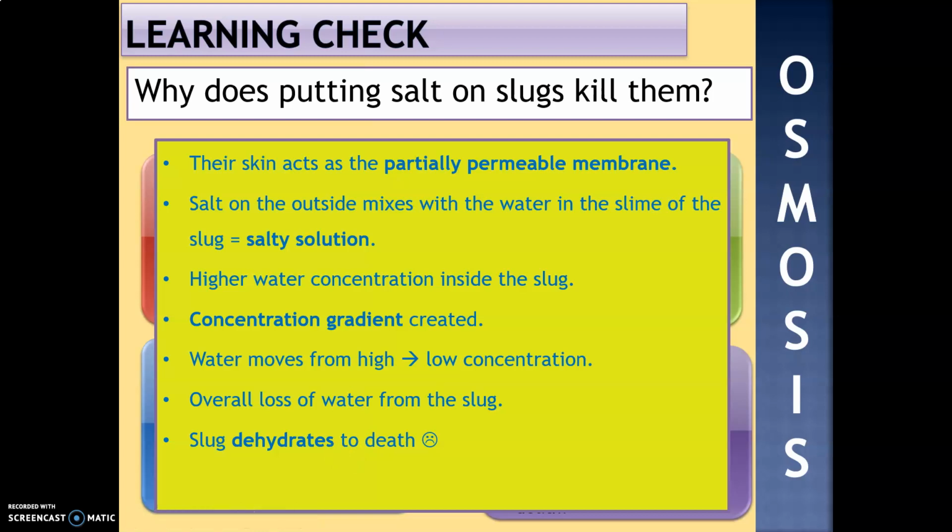So putting salt on the slug's skin would increase the concentration of solute outside the skin, but will reduce the concentration of water outside the skin. So the inside of the slug then will have a high concentration of water compared to the outside. So there will be net movement of water from inside the slug into the salt solution that is made outside. So the slug will then dehydrate to death. So that's just the answer.